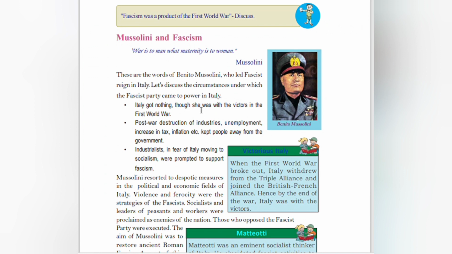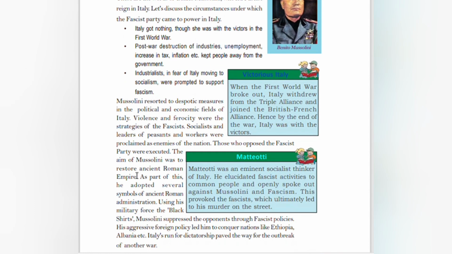Italy gained nothing, though she was with the victors in the First World War. Post-war destruction of industries, unemployment, increase in tax, inflation, etc., turned people away from the government. Industrialists, in fear of Italy moving to socialism, were prompted to support fascism.